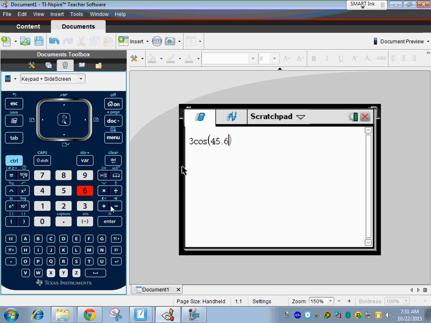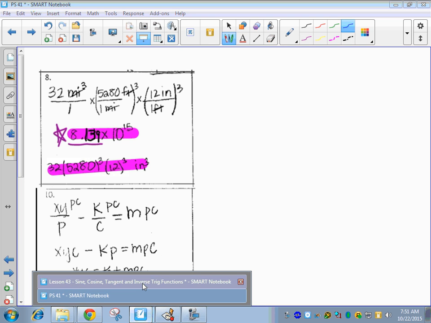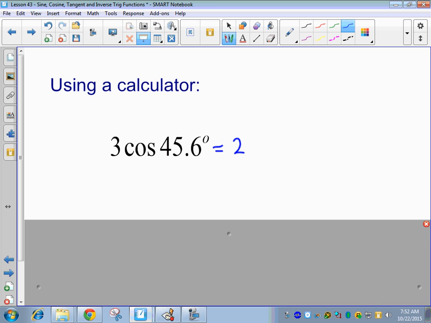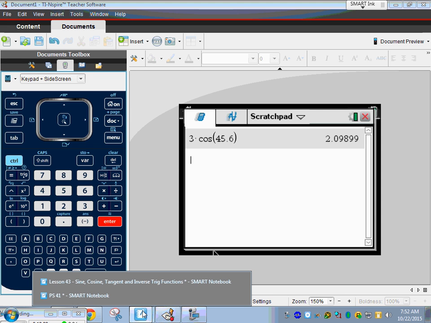Okay, and press enter. And we're going to round it to 3 decimal places. So 2.099 is the answer. Okay, the answer is not in degrees. We plugged in degrees right here. All right, did anybody not get this answer? Raise your hand so I can come and help you once I pause this. Cool. We're good on that.